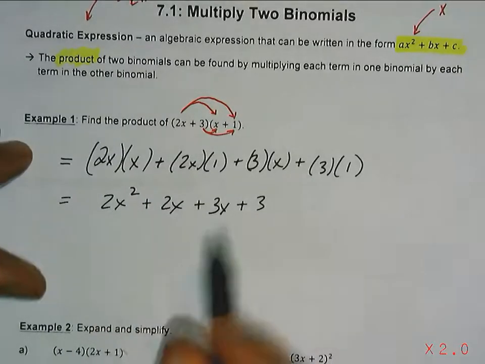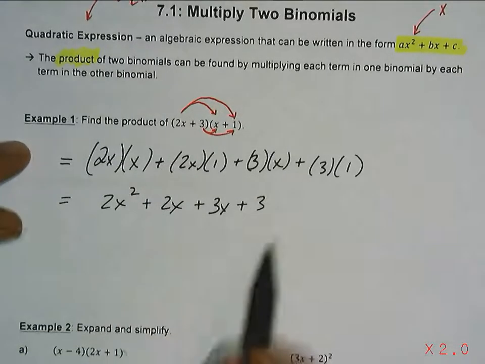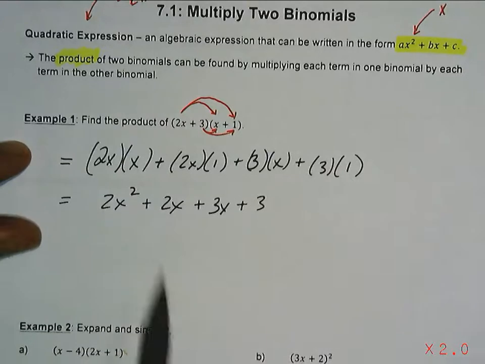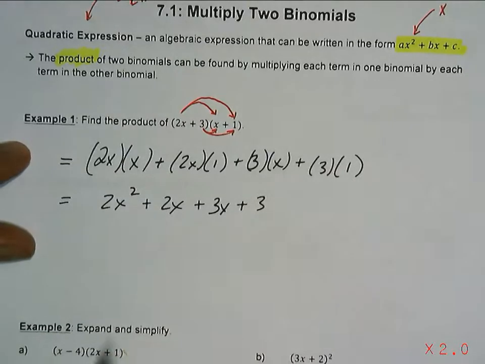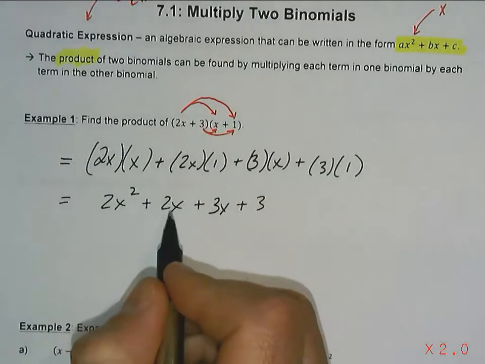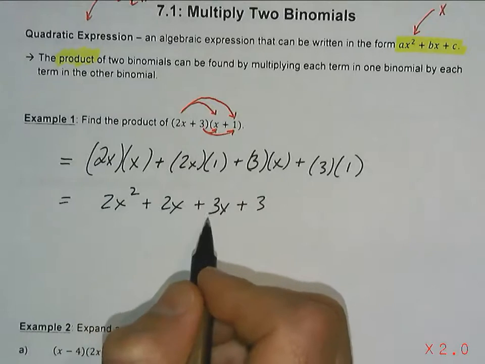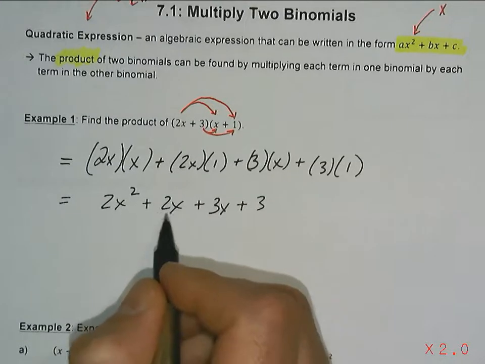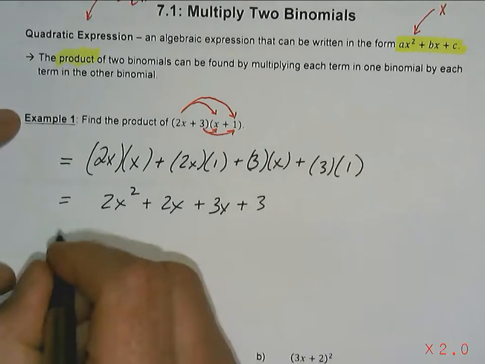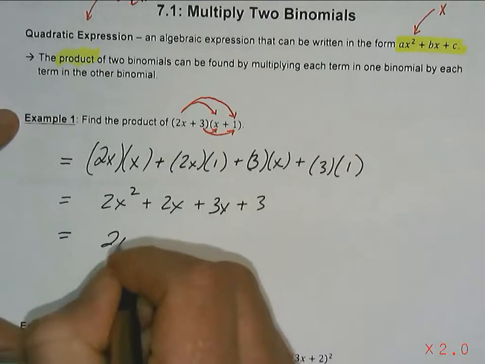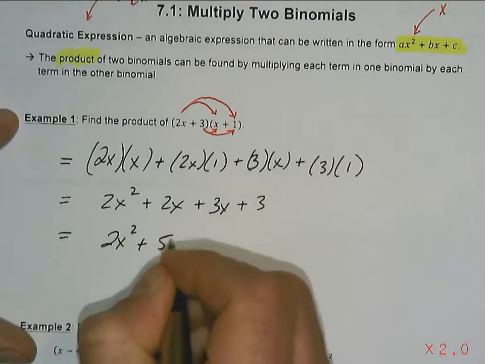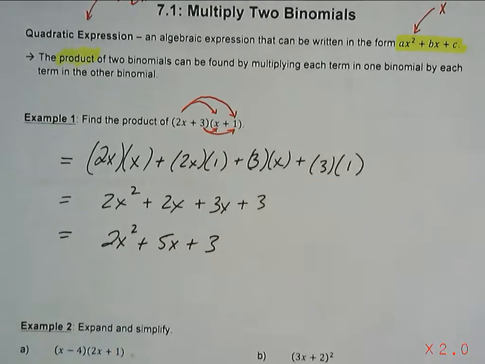Now the only difference is we can work with this. Two of these terms are like terms, 2x and 3x. So I have 2x's plus another 3x's, that's 5x's. So I actually have 2x squared plus 5x plus 3. And that's my final answer.